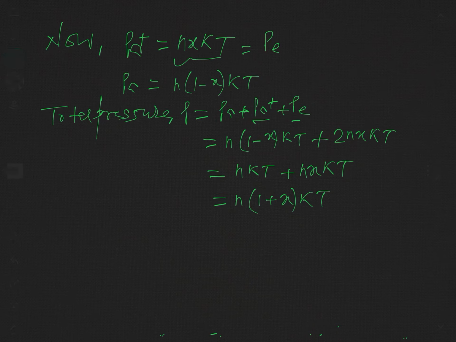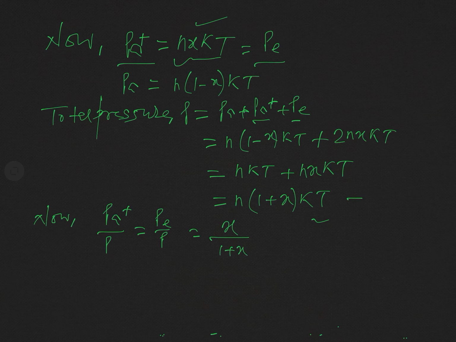Now we can find the different partial pressures in terms of this total pressure. So now you can calculate that PA plus over P, and this will be equal to PE over P, because PA plus and PE are the same. And what will be this? See the values. We will divide this value by this value. So NKT will be cancelled out, and our result will be simply X over 1 plus X. And so from this result we can write that PA plus is equal to PE, and this is equal to X over 1 plus X times P.